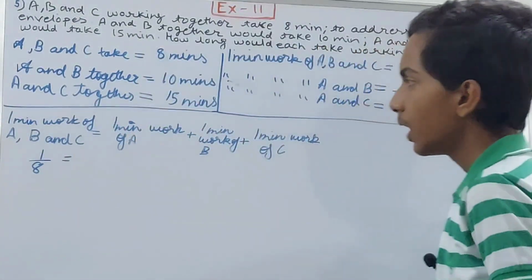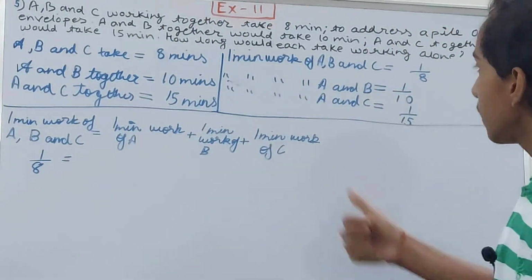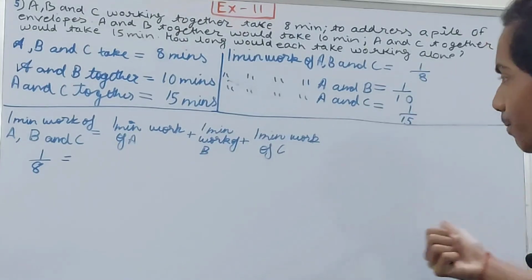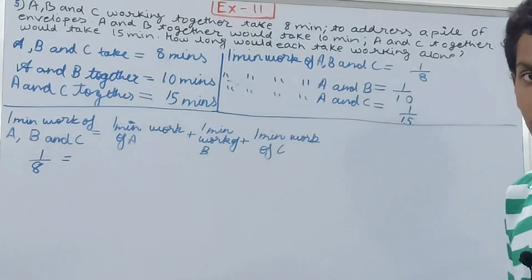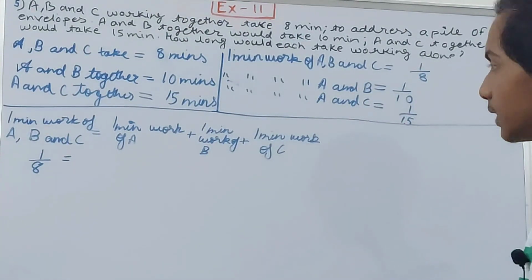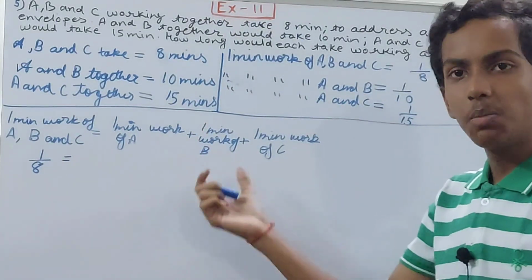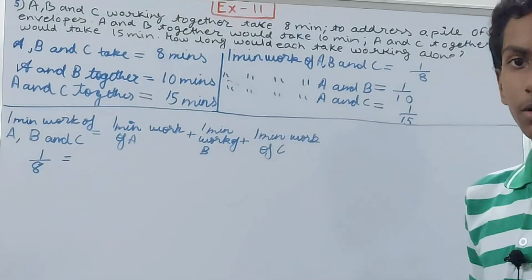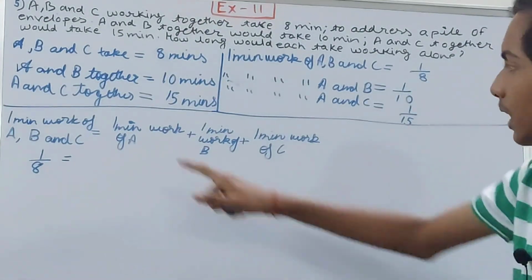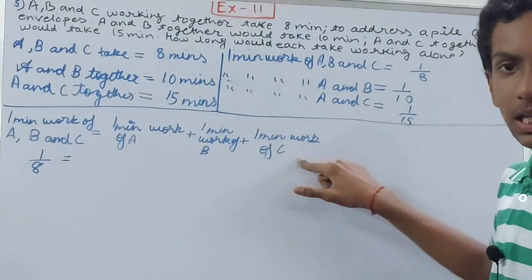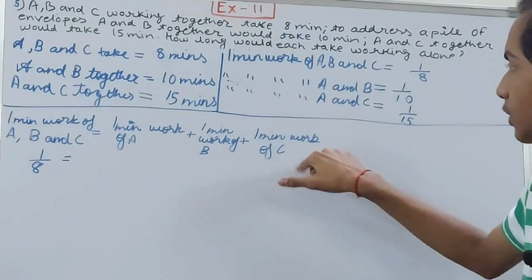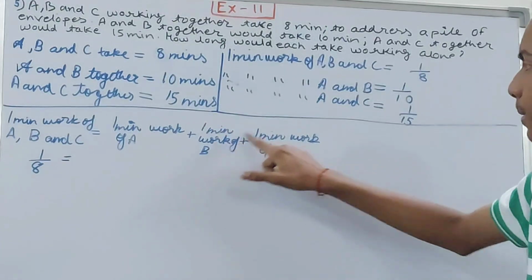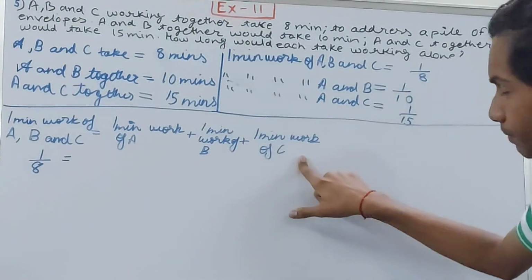1 minute work of A, do I know 1 minute work of A? No. 1 minute work of B, I don't know. 1 minute work of C also we don't know. So we don't know 1 minute work of A, B or C separately, but we definitely know 1 minute work of two of them combined, A and B and A and C. So I can choose anything I want.